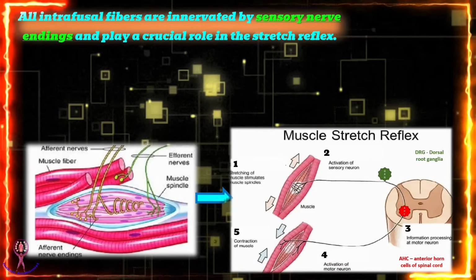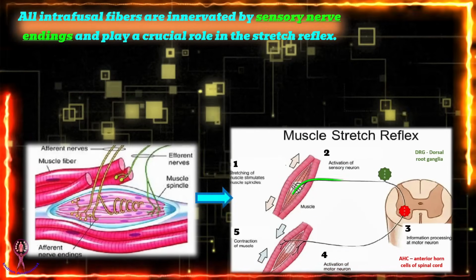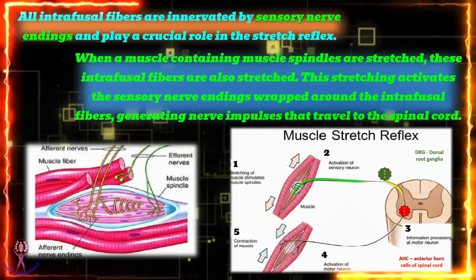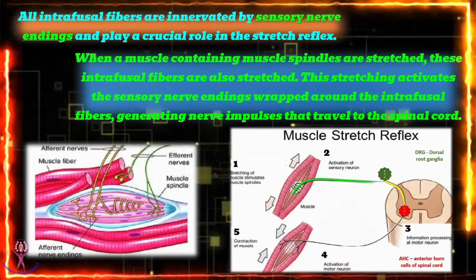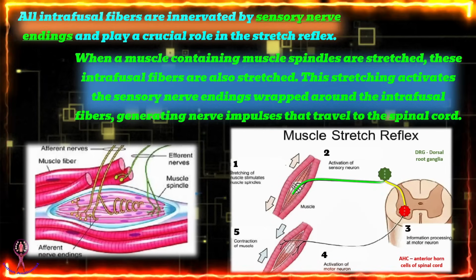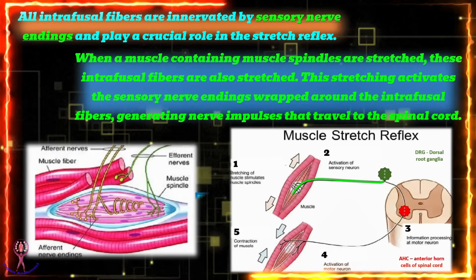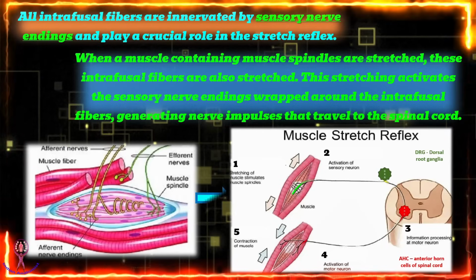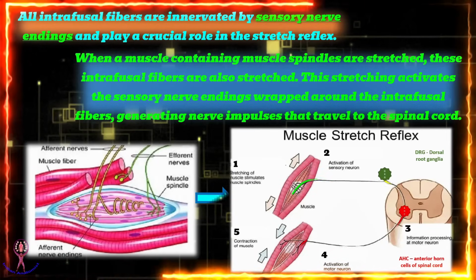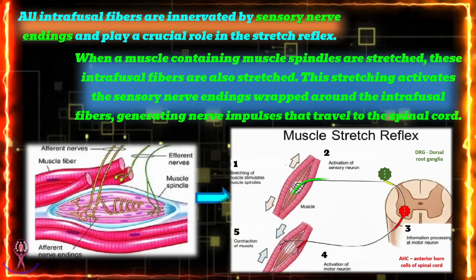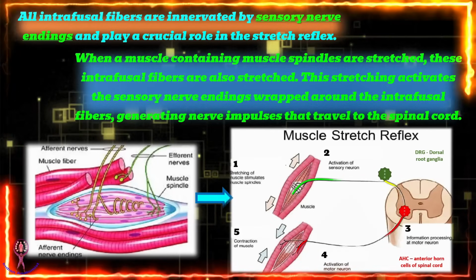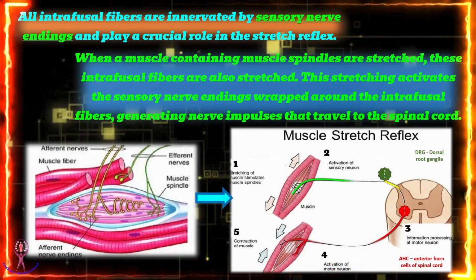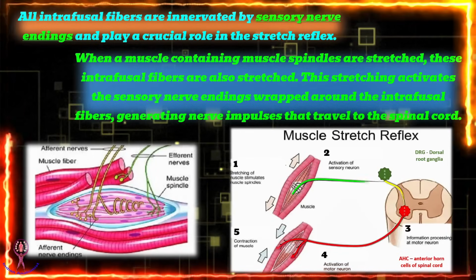This schematic picture shows the pathway of the muscle stretch reflex. When a muscle containing muscle spindles is stretched, these intrafusal fibers are also stretched. This stretching activates the sensory nerve endings wrapped around the intrafusal fibers, generating nerve impulses that travel to the spinal cord. From the spinal cord, motor neurons in the anterior horn send their axons to the extrafusal fibers of skeletal muscles, which makes the muscles contract.